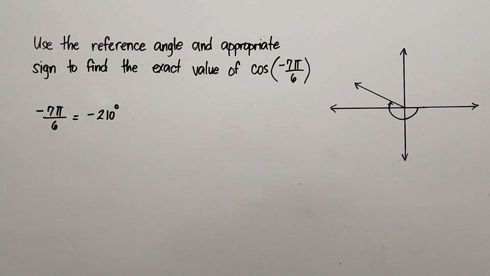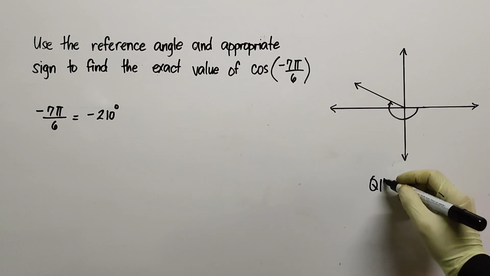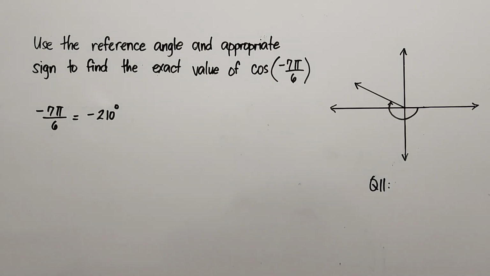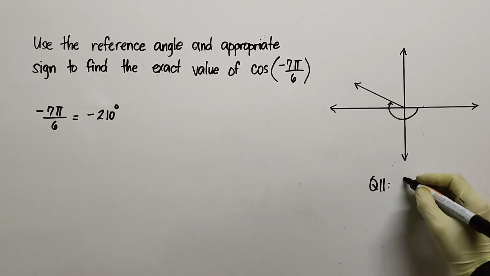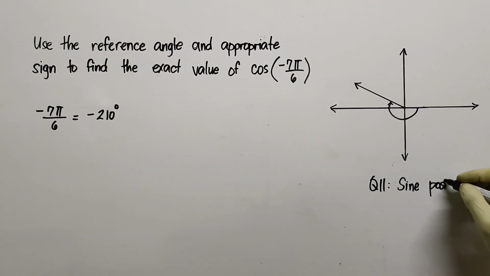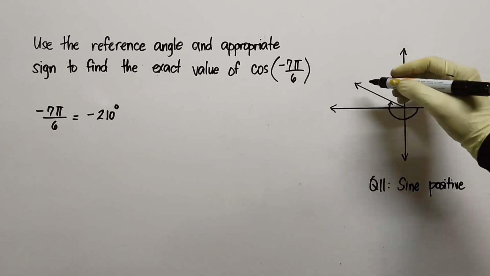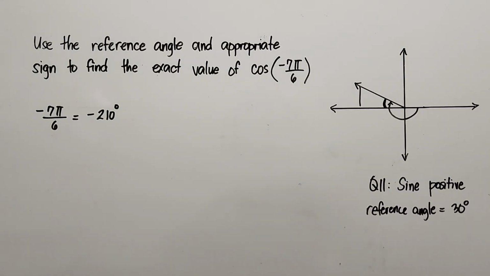So that angle is located now in quadrant 2. So this is in quadrant 2. In the ASTC, what is the second syllable? Second syllable is the sin or the sine. The sine is positive in this quadrant. We will now get the reference angle. Our reference angle, 210 minus 180, is 30 degrees.